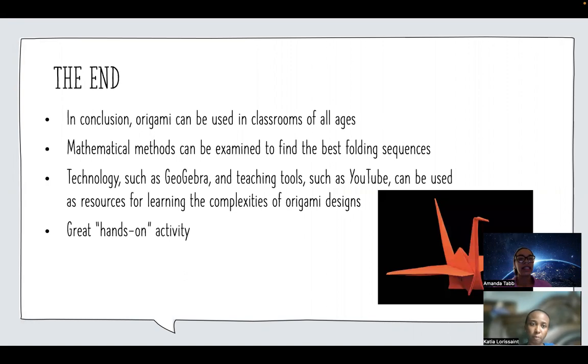Next. So, in conclusion, origami can be used in classrooms of all ages. Mathematical methods can be examined to find the best folding sequences. Technologies such as GeoGebra and teaching tools such as YouTube can be used as resources for learning the complexities of origami designs, as it is a great hands-on activity for learning and for teaching as well.